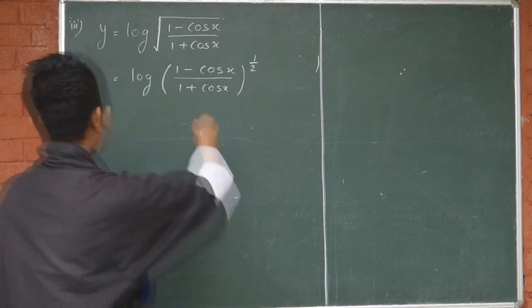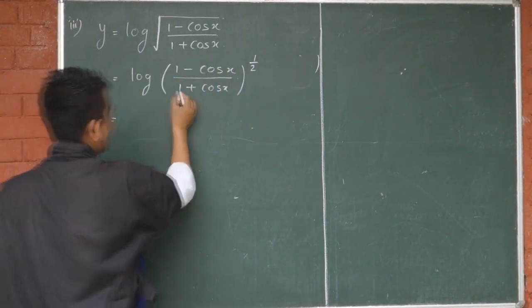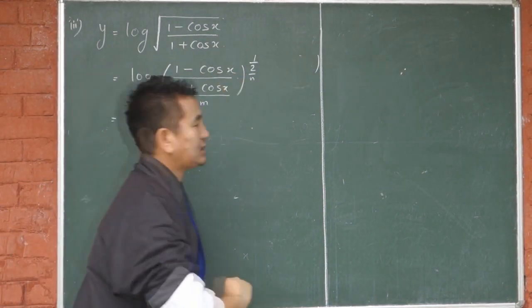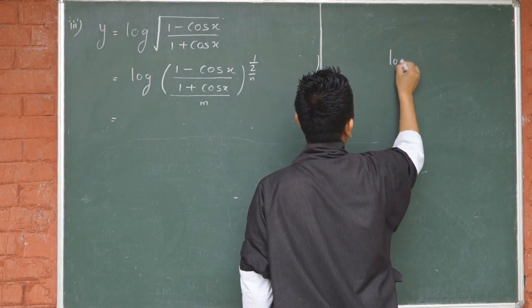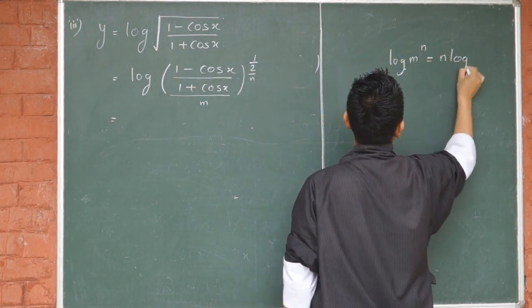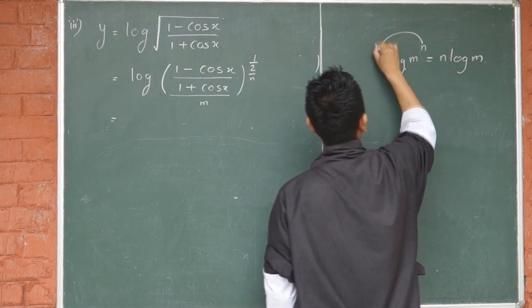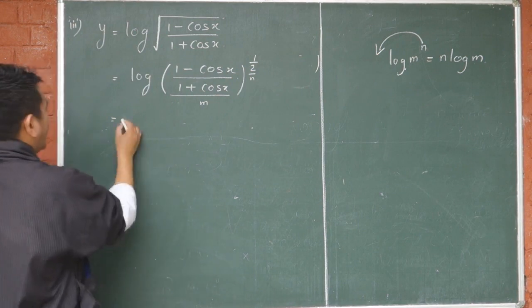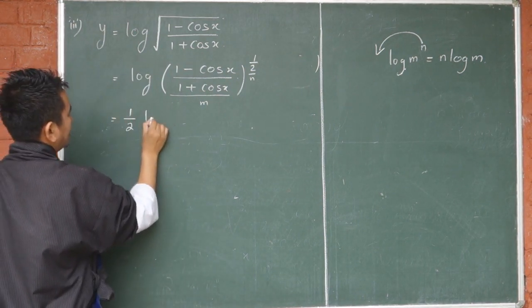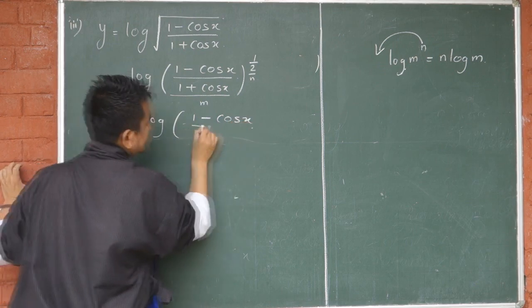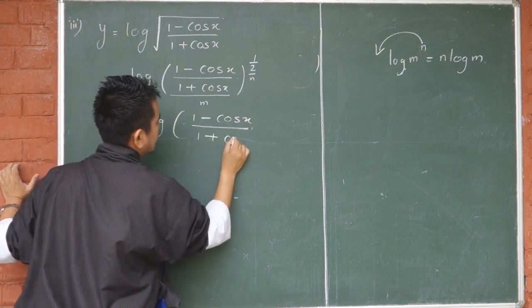Okay? So now, see this. This is in the form of log m raised to power n. As per the logarithm law, log m raised to power n is nothing but n log of m. This n will come in front. In place of n we have 1 by 2. Bring in front, we have 1 by 2 log of (1 minus cos x) divided by (1 plus cos x).